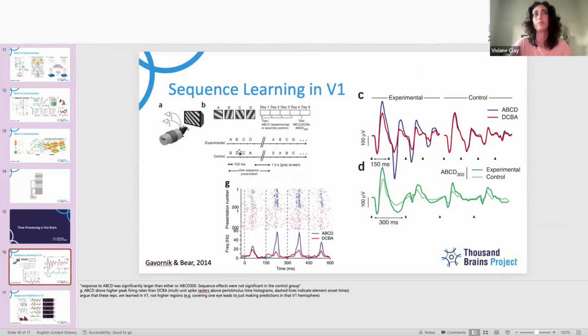So yeah, basically they have a pretty simple setup. They have rats and they show them sinusoidal gratings at different orientations in a sequence. They trained the rats for 4 days, they see A, B, C, D. And then on day 5, they're tested on the same sequence, a new sequence, and the same sequence but twice as slow. So instead of a 150 millisecond interval, it's a 300 millisecond interval. And then there's a control group that's just not being trained.